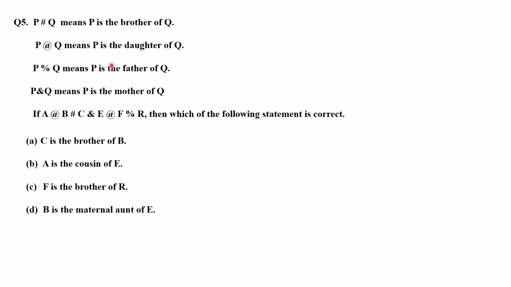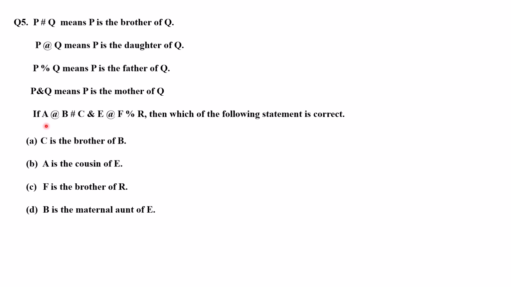Now in question number 5, this is a relation based question. So for each symbol there is some relation given. Now based on that you have to check which of the following statements is correct. So first of all try to find out this relation. So I'm going to represent this using a diagram.